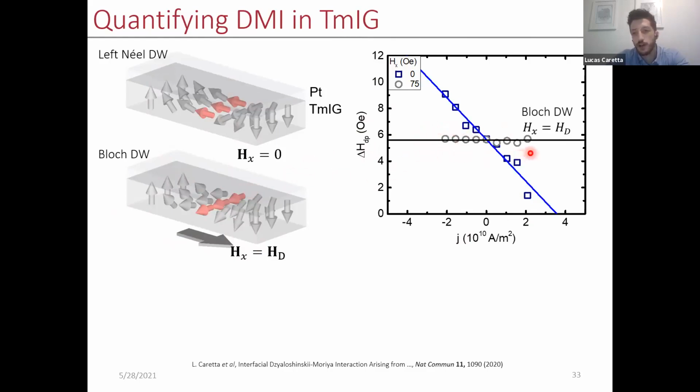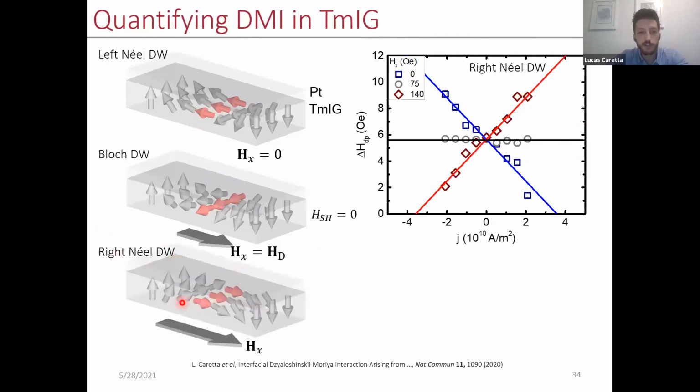You can see on the plot on the right here that the current has no effect now on the depinning field of this domain wall, meaning that it's completely blocked. And the field that's required to do this is actually the DMI field. So it's a way to quantify the DMI in this material. In fact, if we apply a much larger field, large enough to completely rotate this domain wall from a left-handed domain wall to a right-handed domain wall, you'll see a complete inversion of the sign of this torque. So we can really quantify not only the strength of the torque as a function of the domain wall orientation, we can also quantify the DMI in these systems.